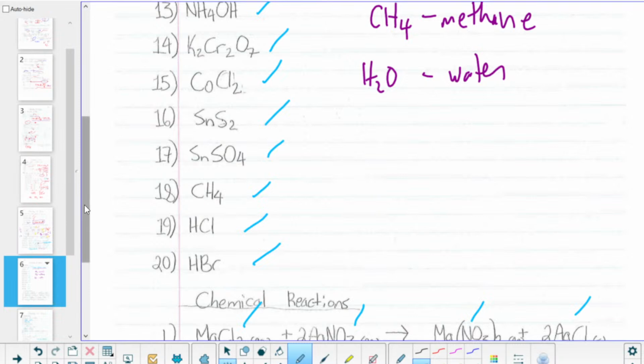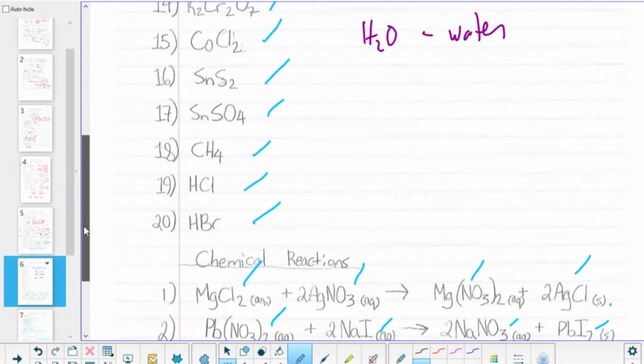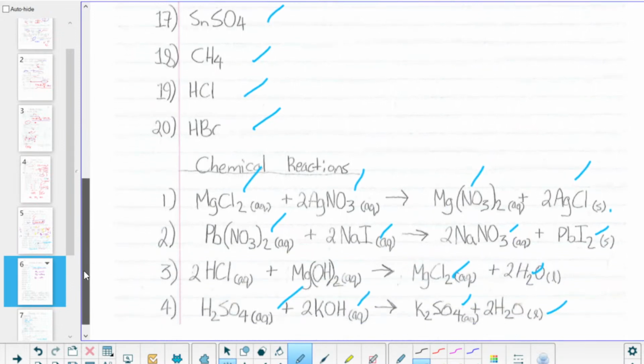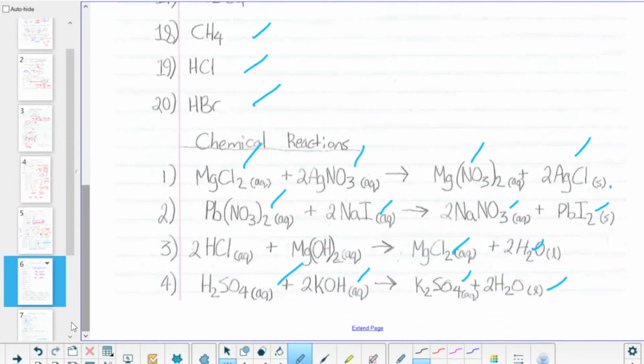Okay. Any objections if I scroll? Reactions, you need the state symbols. So magnesium chloride, aqueous, AgNO3, aqueous, which is 2 in front, so they also need to be balanced. The solid is AgCl. The solid here is PbI2. Everything else is aqueous, balanced.